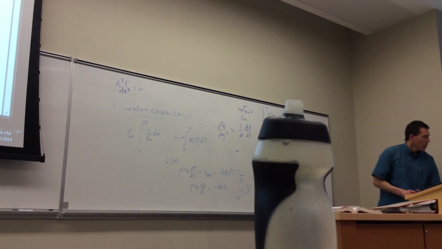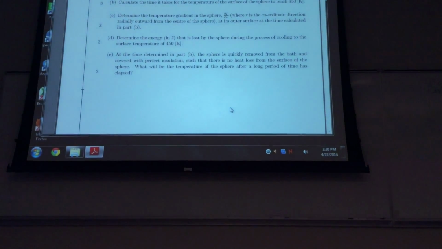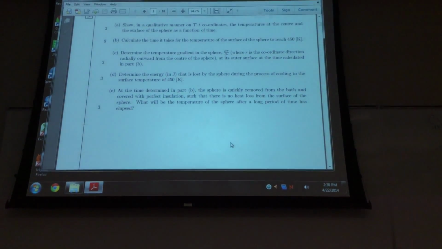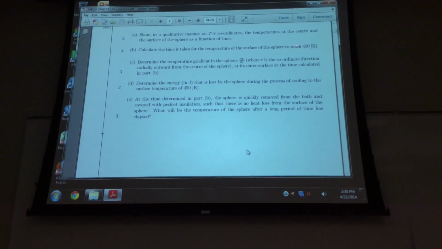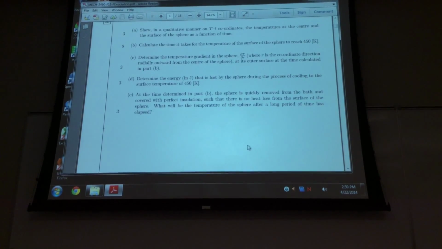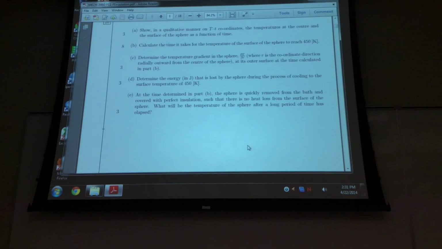This is when you see a statement that something... okay, so what is it asking for? It says at a particular time, B, it reaches 450 at the surface. At the time in B, the sphere is quickly removed from the bath and covered in perfect insulation with no heat loss. So when you see things like wrapped in perfect insulation, or something that says average temperature, it's asking for the temperature that it will arrive at after a very, very long time.